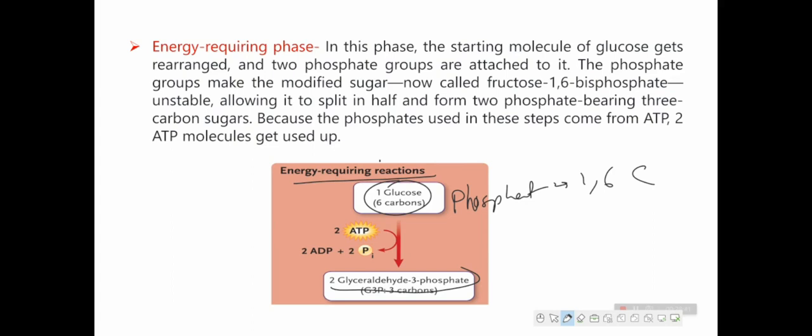In this phase, the starting molecule of glucose gets rearranged and 2 phosphate groups, remember 2 phosphate groups, are attached to it. The phosphate groups make the modified sugar, now called fructose 1,6-bisphosphate, that is unstable, allowing it to split in half and form 2 phosphate-bearing 3 carbon sugars. Because the phosphate used in this step comes from ATP, 2 ATP molecules get used here, right? Already I told you that during the addition of phosphate group at 1 carbon position and 6 carbon position, 2 ATP molecules are used, right? Clear? So this process is known as energy requiring phase.